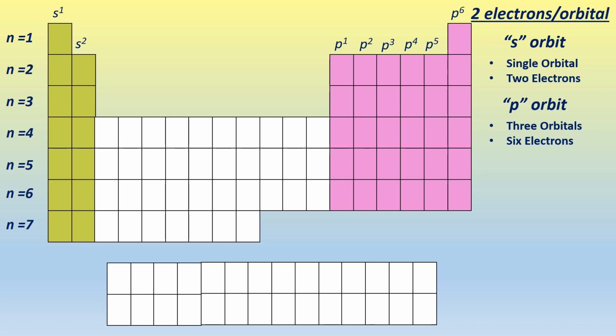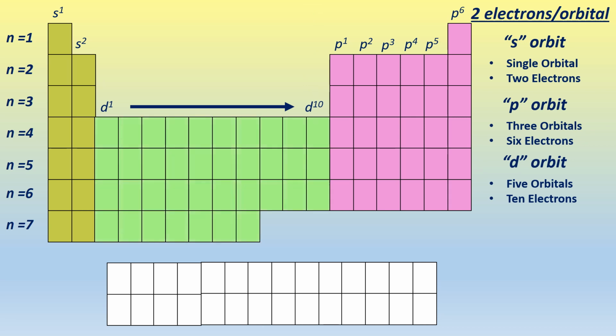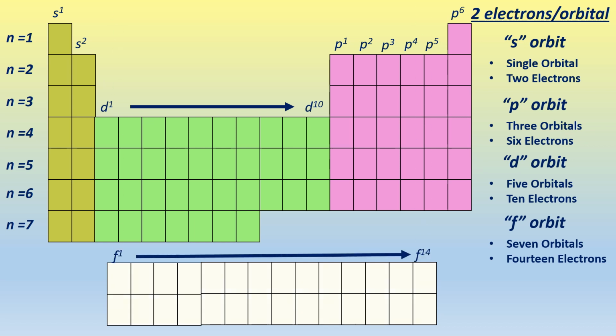The d orbit at L equals 2 can have 5 possible m sub L's, 5 possible orbitals, 10 electrons. Noting the center of the periodic table where the dip is, there are 10 columns. Each one corresponds to adding an additional d electron. And finally, at L equals 3, the f orbit has 7 orbitals, which means it holds 14 electrons, corresponding to the 14 columns that are set outside the periodic table.